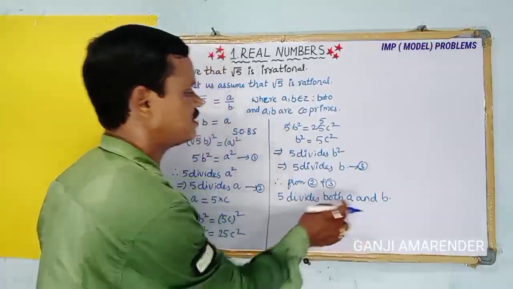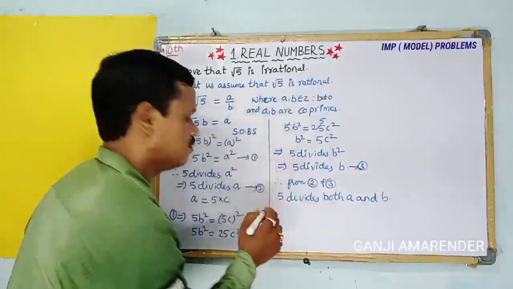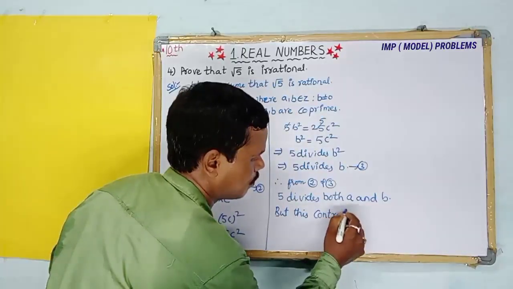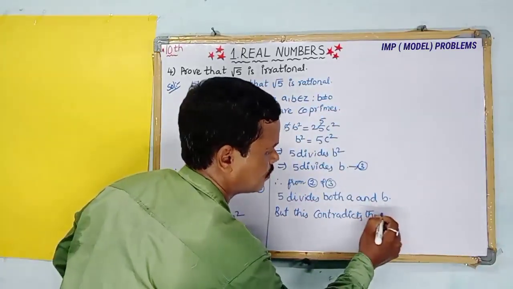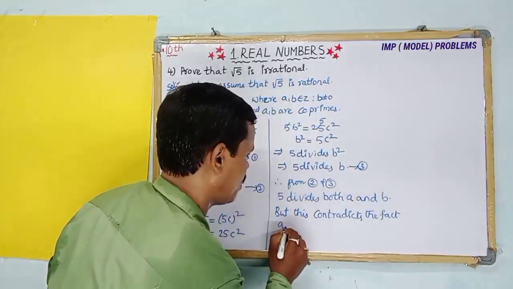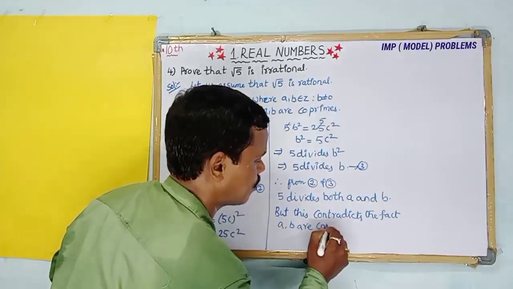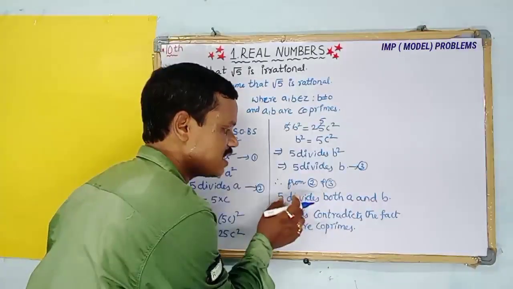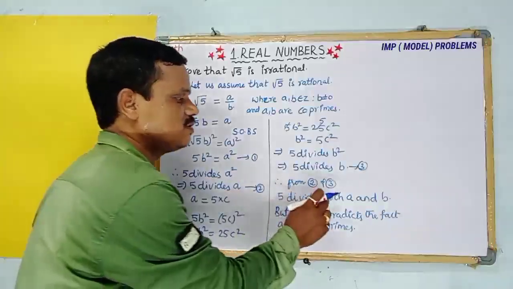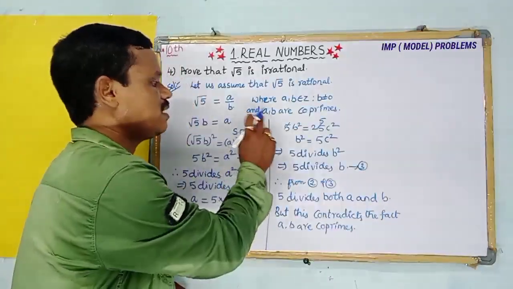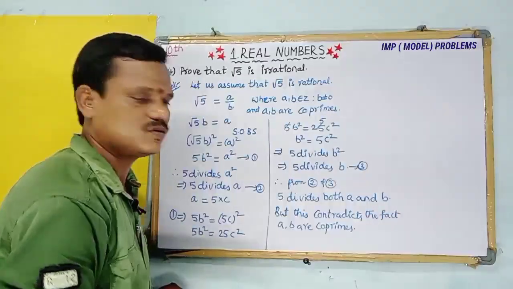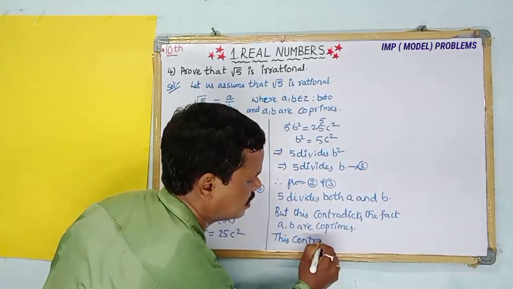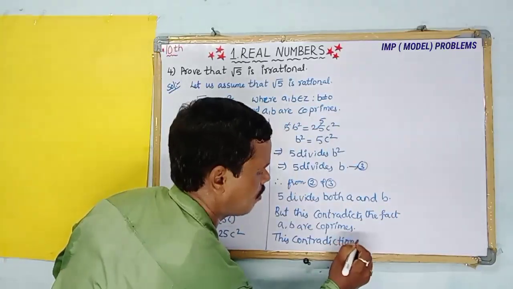But this contradicts the fact that a and b are co-primes. a and b are co-primes, but here 5 is a common factor of both a and b. 5 divides both a and b means 5 is a factor of a and b, so it contradicts that a and b are co-primes. So this contradiction has arisen.